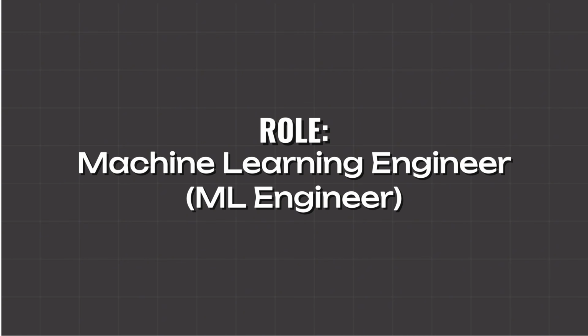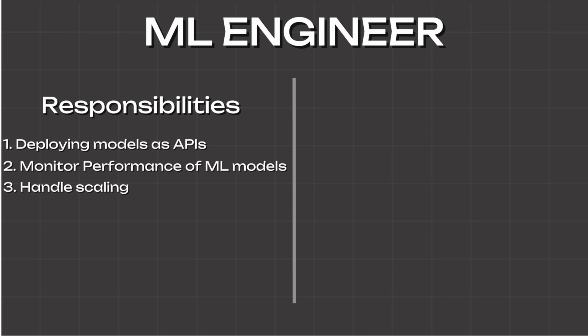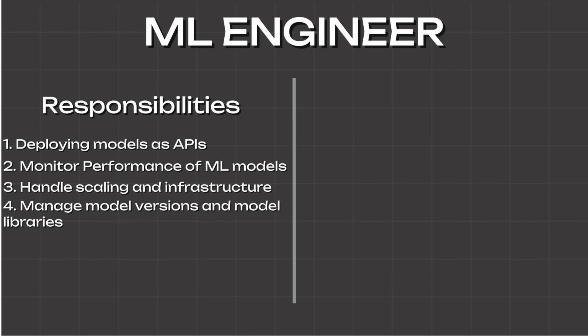Now, on to the next role, the machine learning engineer. This is a role that bridges data science and software engineering. A machine learning engineer basically takes these predictive models that have been built by a data scientist and deploys them into production systems. Basically, they make sure that these built models are usable at scale. And on a day to day, you find them deploying models as APIs. They monitor the performance of these models. They also handle scaling and infrastructure, and they manage the different versions of these models.